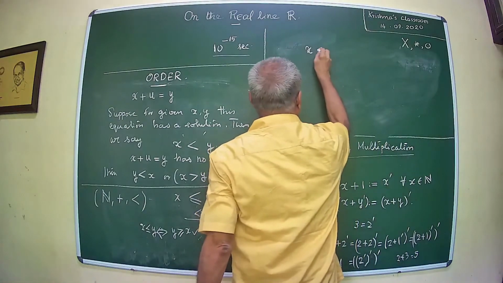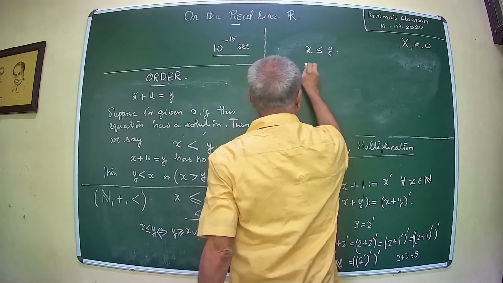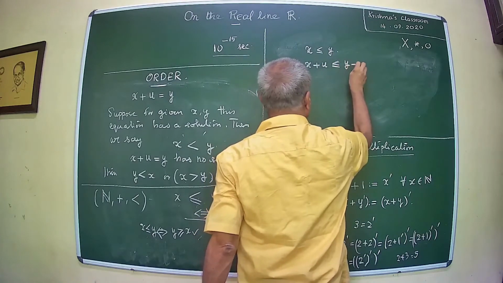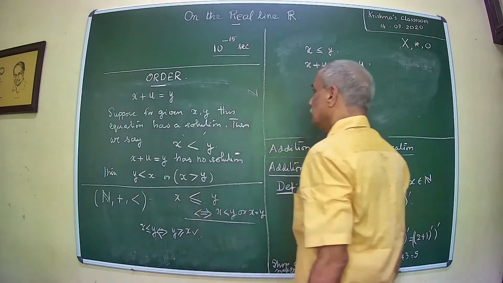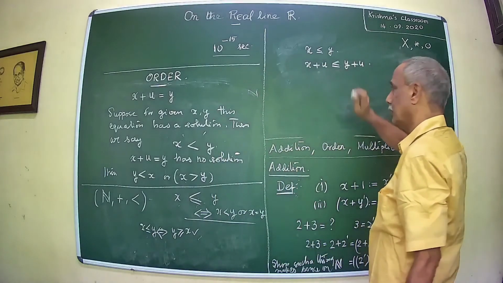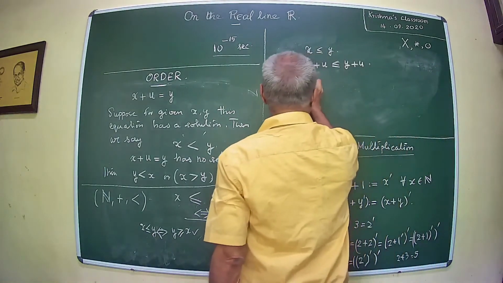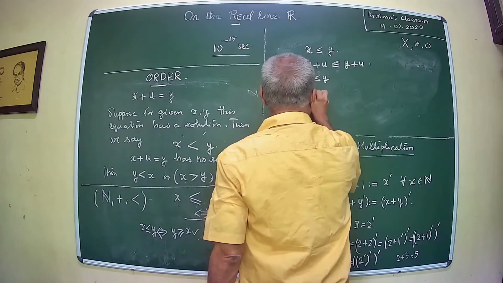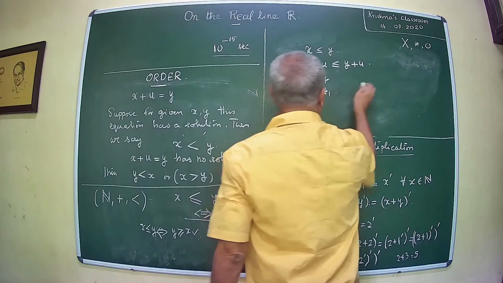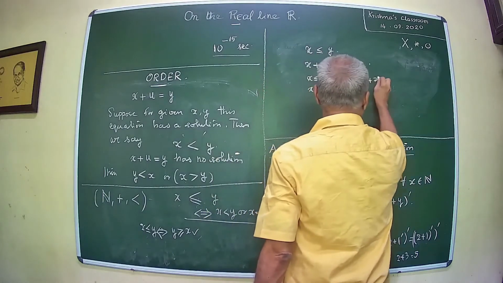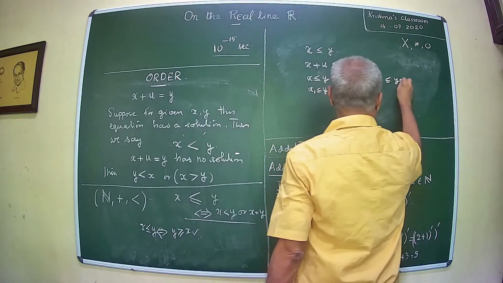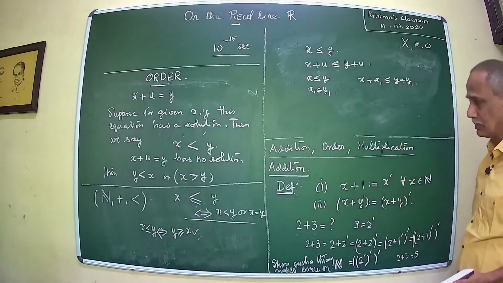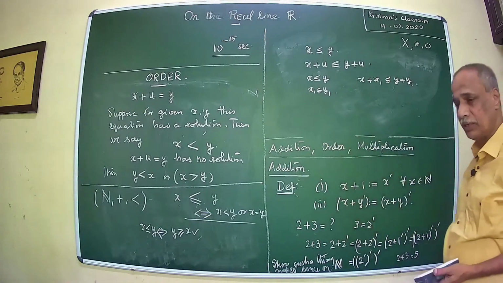Suppose you have x less than or equal to y. Now what happens? x plus u is less than or equal to y plus u. Okay, addition is there, this is also there. So also, if x is less than or equal to y, and x1 is less than or equal to y1, then you have x plus x1 less than or equal to y plus y1. All these things can be proved within the axioms and the definition of the order structure.